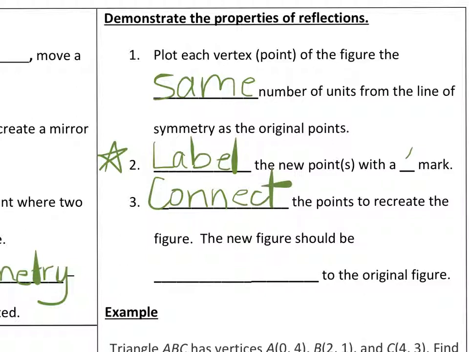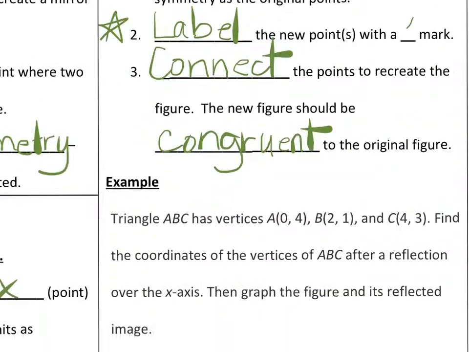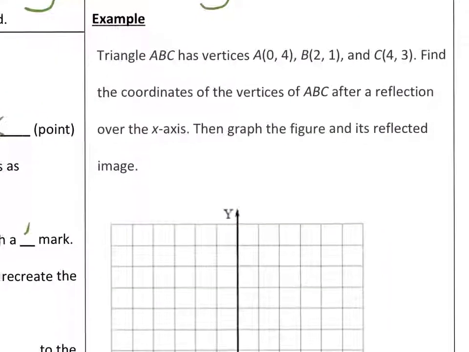And just like with translations, the new figure should be congruent to the original figure. It'll be the same shape, same size. We're just going to flip the figure, not change its size or its shape. So let's look at an example of a reflection.